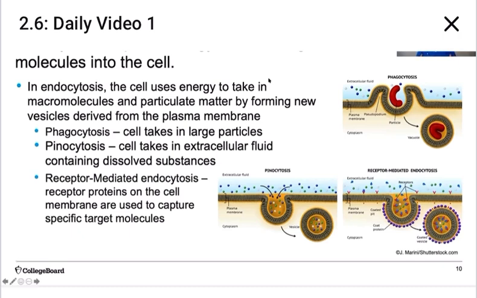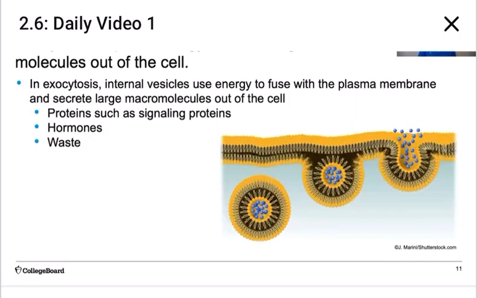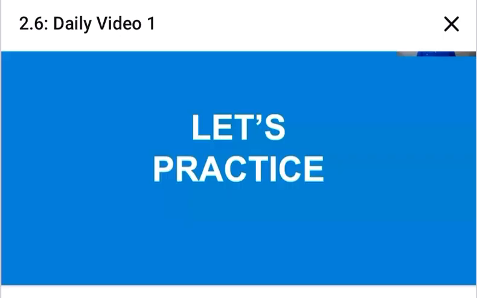Well, what happens when you want to remove large molecules? Well, in exocytosis, internal vesicles use energy to fuse with the plasma membrane and secrete these large macromolecules out of the cell. Examples: proteins such as signaling proteins, hormones, and waste are examples of things that the cells would move out through exocytosis. With that being said, let's practice what we learned today.